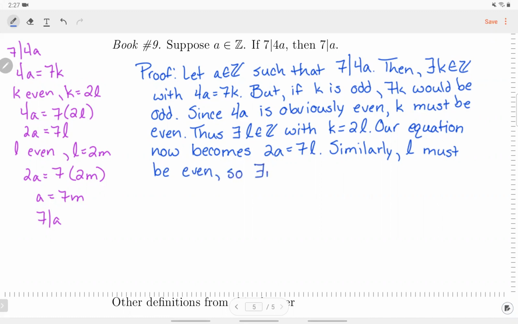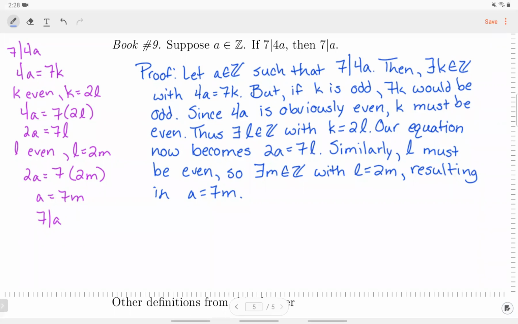So there exists M in the integers with L equal to 2M, resulting in A equals 7M. Yes, what's your question? You said our equation about 2a equals 7. And that's the one at the bottom right there. Yeah, so when I said our equation now becomes 2a equals 7L, I basically plugged in 2L for k and divided by 2. I just didn't write all that in.